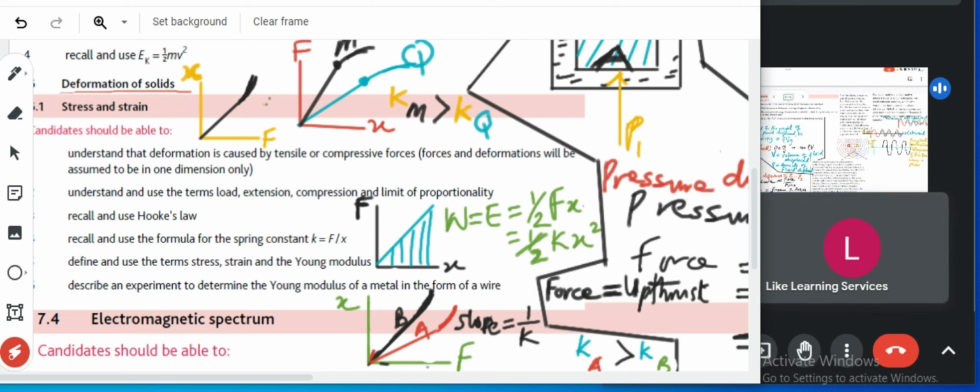F equals KE. What does F stand for? Force. K? Constant. Spring constant, and then E? Extension. Okay, that's the mathematical equation for Hooke's law. F equals KE. F for load or force, K equals spring constant, E for extension.